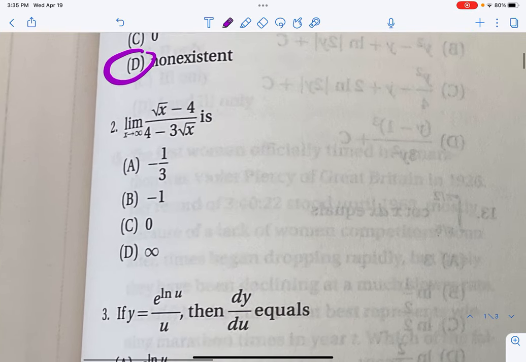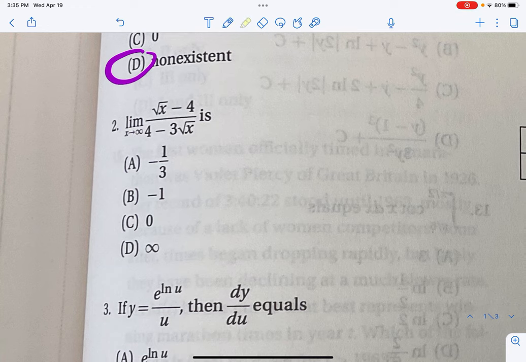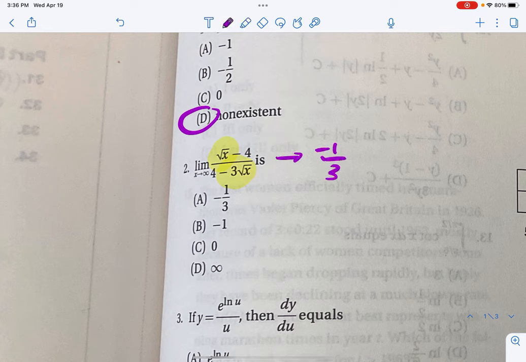Another limit problem here. Okay, x is going to infinity, so only the biggest stuff matters. The biggest term in the top is root x. The biggest term in the bottom is negative 3 root x. So that basically approaches negative 1/3 because those root x's just cancel out. So number 2 is a.